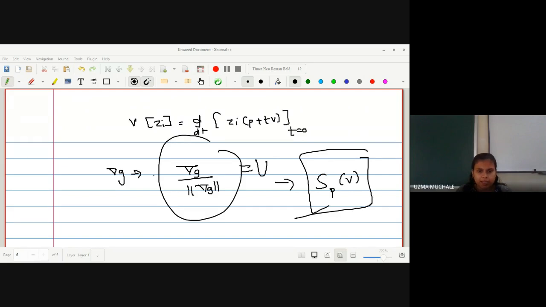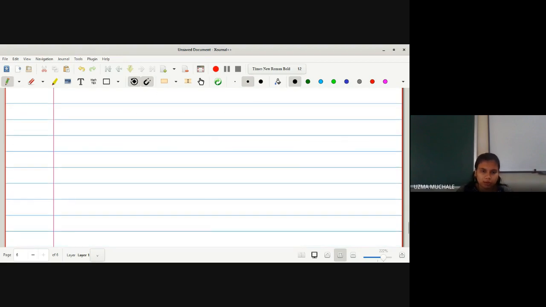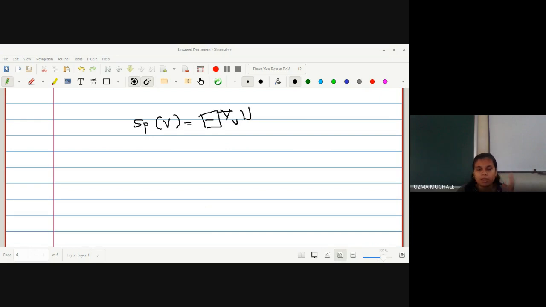Now the shape operator is defined in the same way as the covariant derivative is defined. The shape operator at a point p in the direction of v is given by minus del_v U. I also don't know why the negative sign is introduced here. Why not simply take del_v U? I don't have much idea about that either.